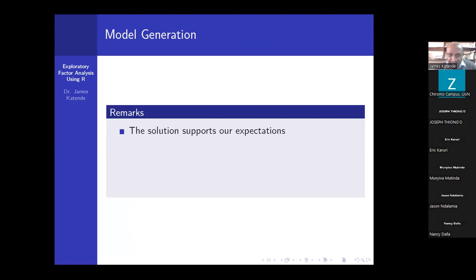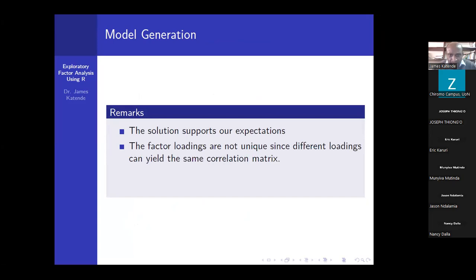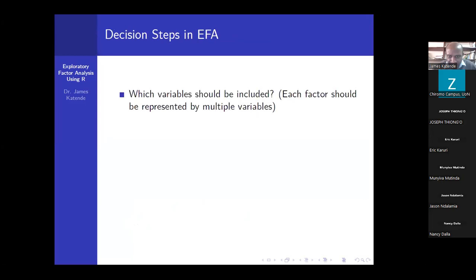As we have seen, the solution we got here seems to support our expectations. But one thing we can point out is that the factor loadings are not unique, since it's possible to rotate the data and obtain new factor loadings, but you don't lose the underlying structure in the data. The new factor loadings don't affect the underlying structure. Basically, the distances between the data points remain the same, so it doesn't affect the correlation matrix.